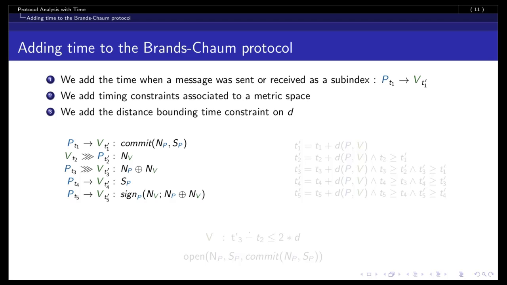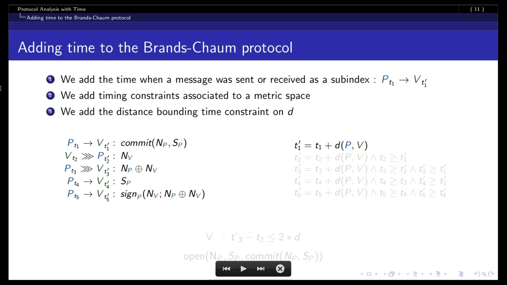Here we have again the notation of the protocol and the first constraint. The first constraint represents the time for the prover to send the message, T1, plus the distance between them. The distance between the prover and the verifier must be equal to T1 prime. T1 prime is the time that the verifier received the message.